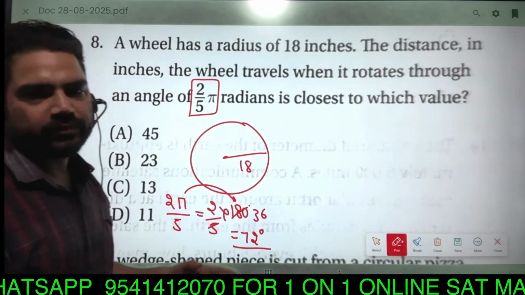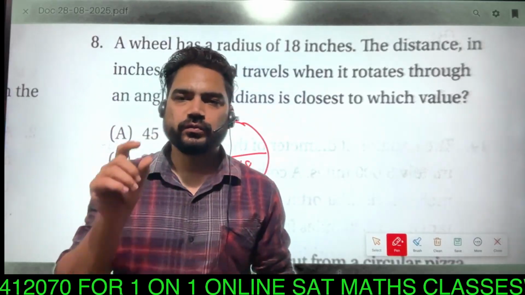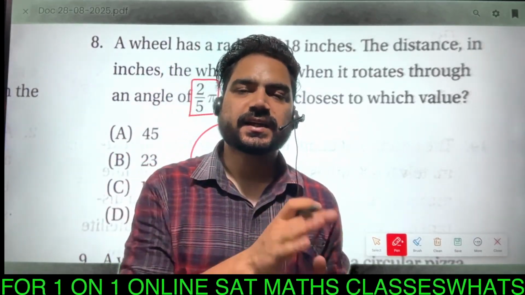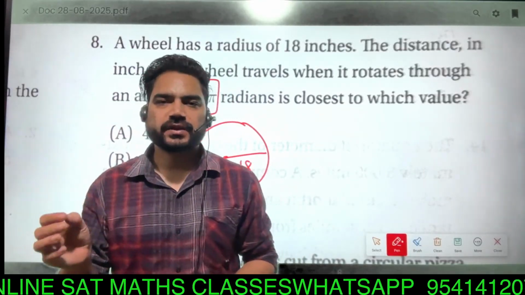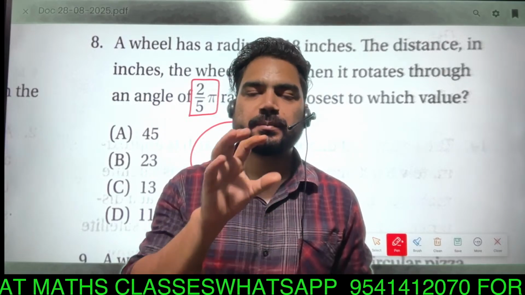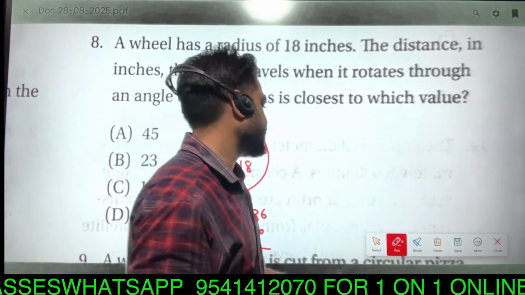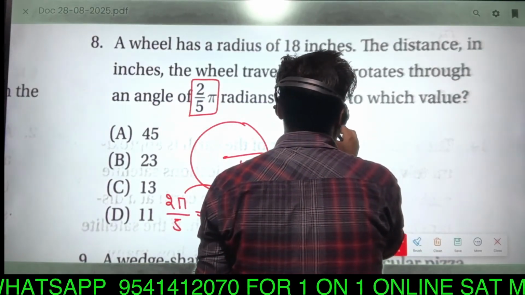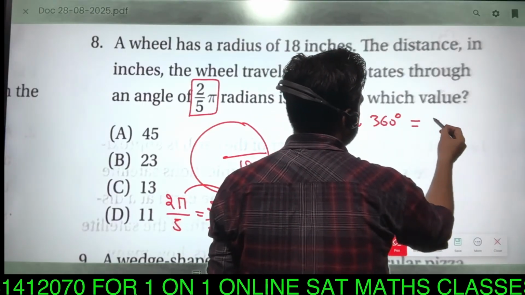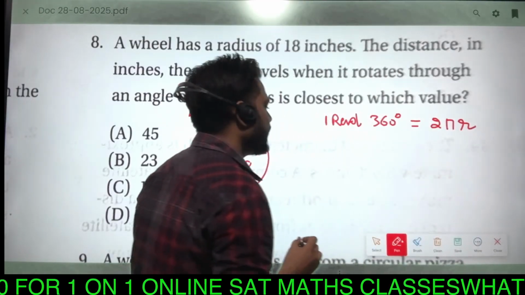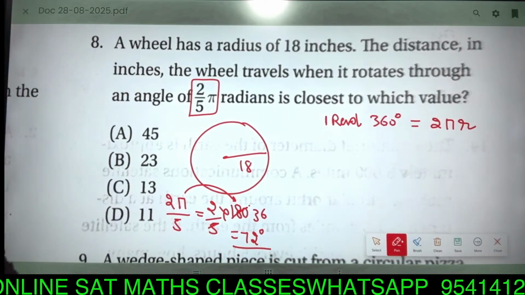If a wheel is rotating, then definitely the wheel will cover the distance measured by its circumference. Whenever any wheel is rotating and they are asking the distance, then we can say the distance is 2 pi r, which is equal to the circumference of the circle. So in one revolution, or you can say in 360 degree, it covers 2 pi r distance.